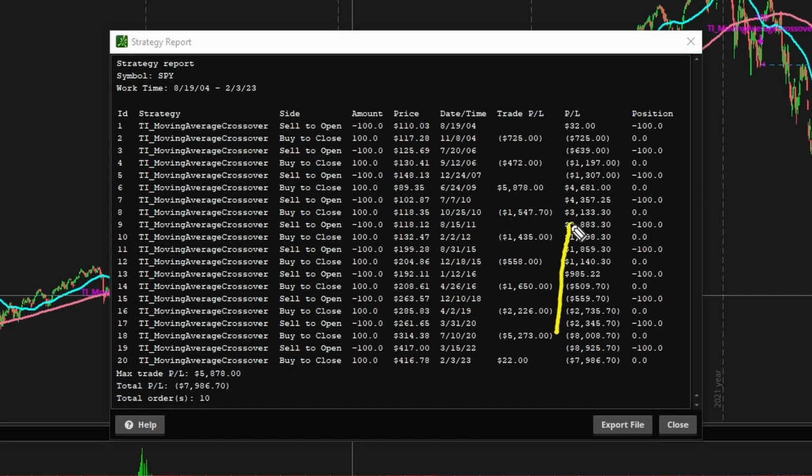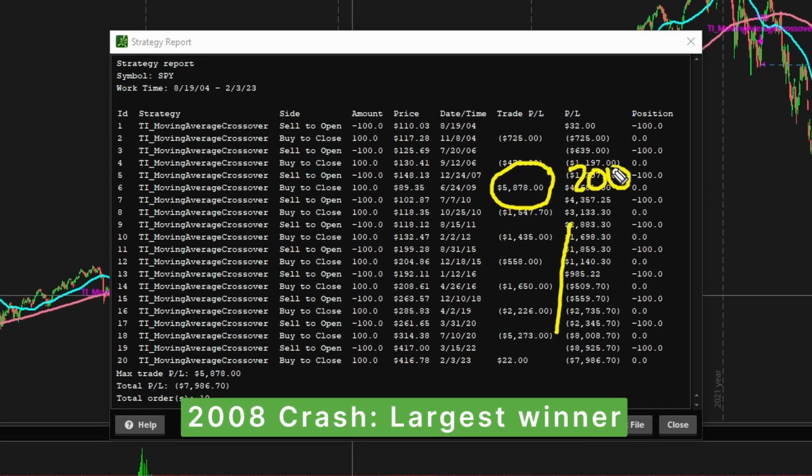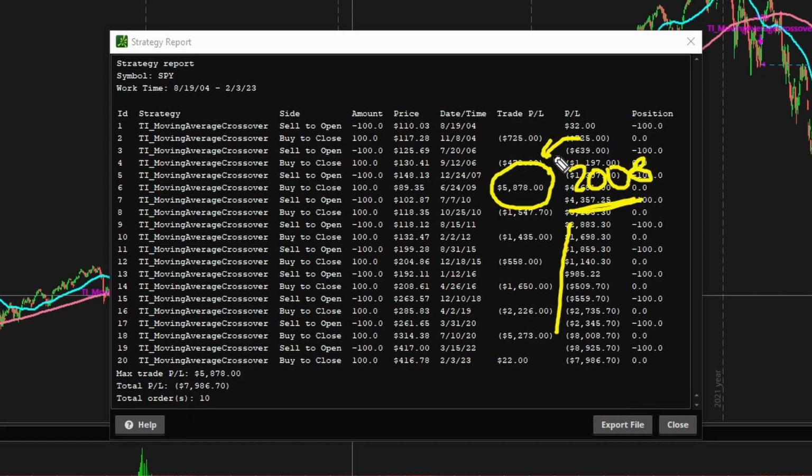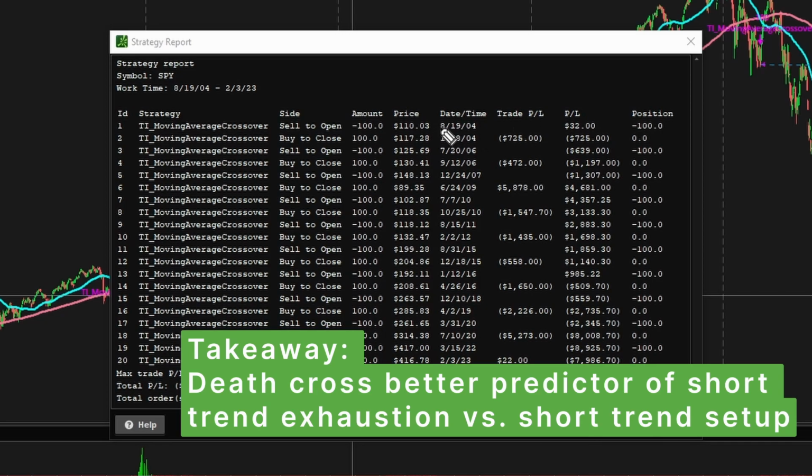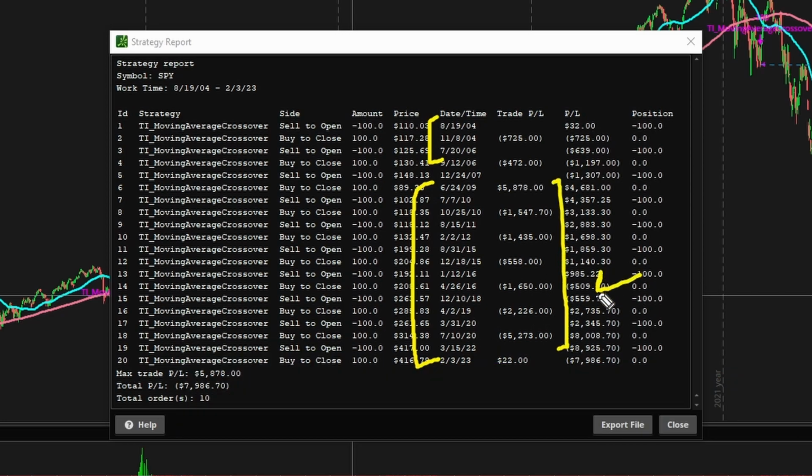In fact, the losses are much bigger here. The one large winner was the 2008 crash, and that would be self-explanatory in terms of why this cross actually worked. So our takeaway here that we might pull with our death cross is by the time the death cross occurs, it's a little too late to be shorting the market. In fact, you might be looking at places where the pain is almost over and we're looking at the long side to pick back up. After all, that's what the backtest suggests here, that shorting when the death cross occurs is not a profitable strategy.